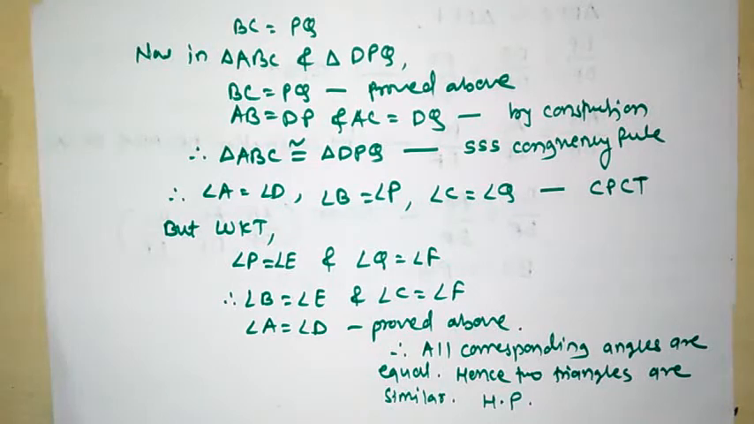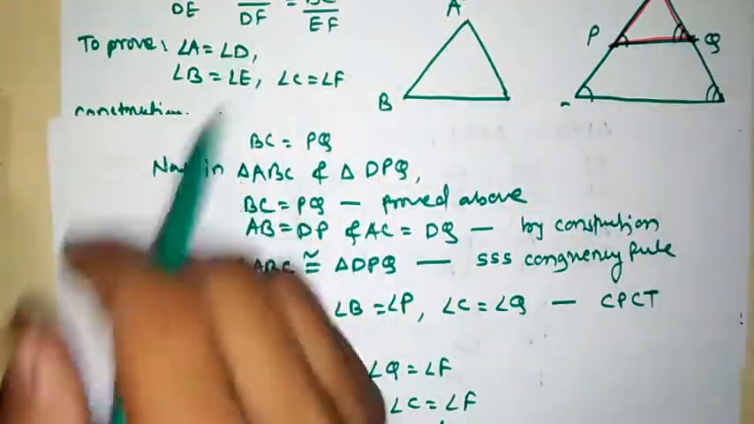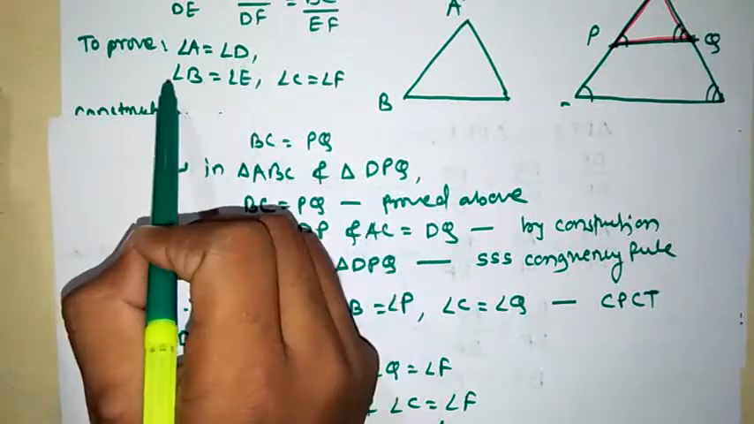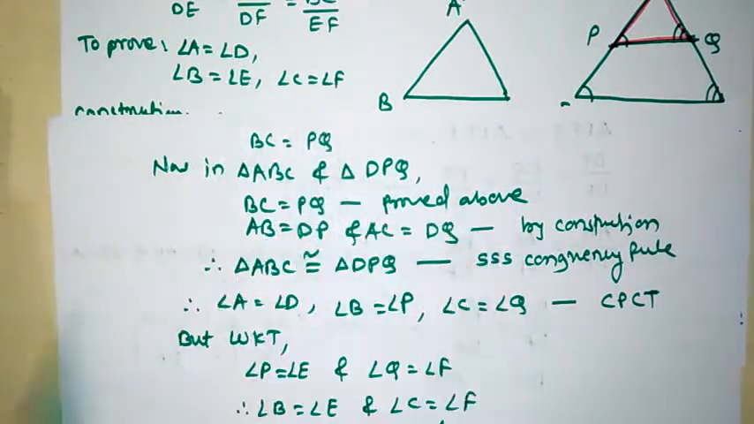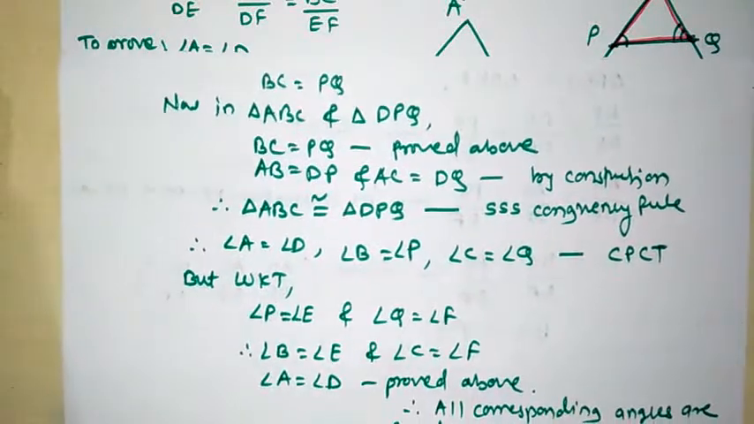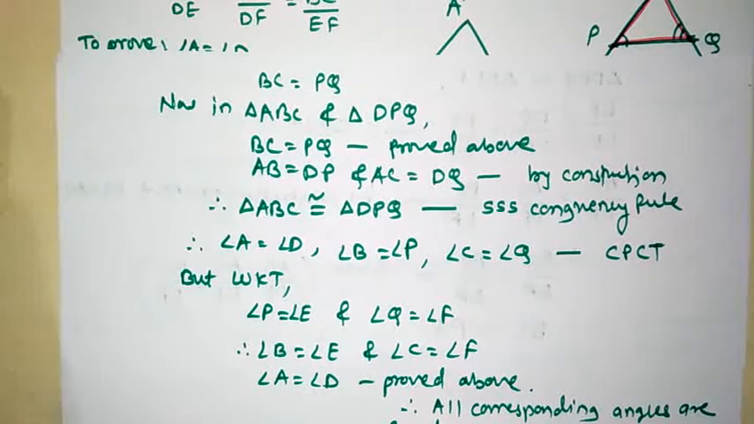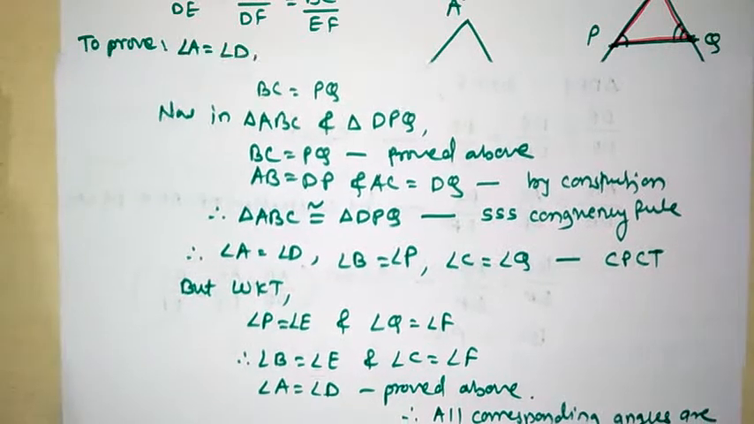Here, this only we have to prove. See here, what we have to prove? We have to prove all the angles are equal. That is, angle A = angle D, angle B = angle E, and angle C = angle F. This much only we have to prove. Here we got that angle B = angle E, angle C = angle F, and angle A = angle D. We got all the angles are equal. Therefore, this statement is proved, and above, those two triangles are similar. Copy everything.